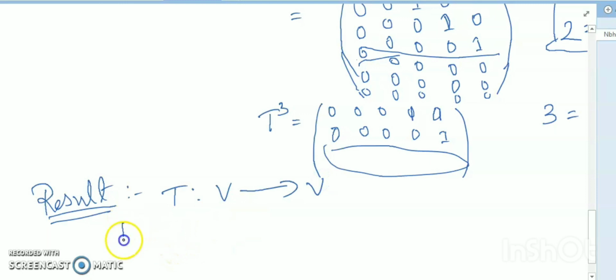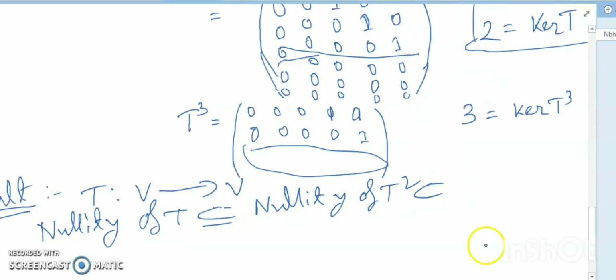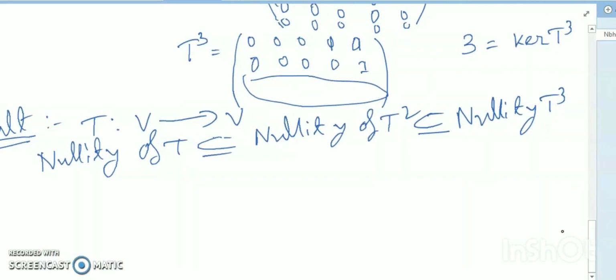Nullity of T, nullity of T square, and nullity of T cube. So the nullity of T is increasing; you see the first is 1, the second is 2, and the third is... it is increasing, it cannot be decreasing. The dimension of the nullity is always increasing and the rank is decreasing.